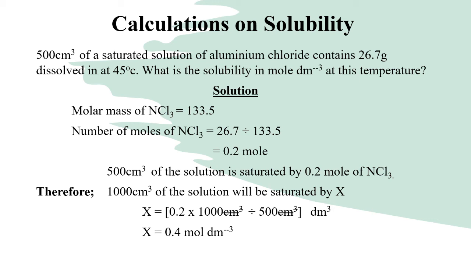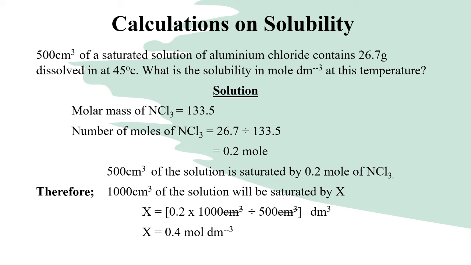The molar mass of aluminum chloride is 133.5. Now from the question, 26.7 gram dissolves at what? 45 degrees centigrade. So to get your number of moles, you divide 26.7 gram by 133.5. We get our what? Number of mole, which is 0.2 mole. But we are looking for what? The solubility in mole per what? dm³.